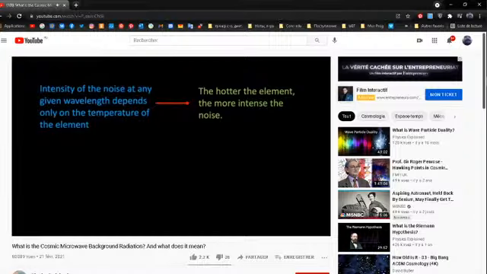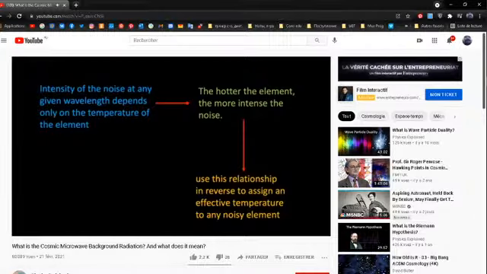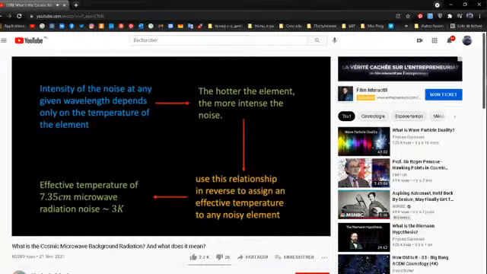Penzias and Wilson realized that they could use this relationship in reverse to assign an effective temperature to any noisy element, regardless of whether the noise is of thermal origin or not. Using this technique, Penzias and Wilson found that the effective temperature for their observed 7.35 cm microwave radiation noise was around 3 degrees above absolute zero, or 3 Kelvin. This was much greater than expected, but very low in absolute terms. Penzias and Wilson remained thoroughly puzzled by the situation, but they were determined to track down the source of the enigmatic signal. So what was this microwave radiation?